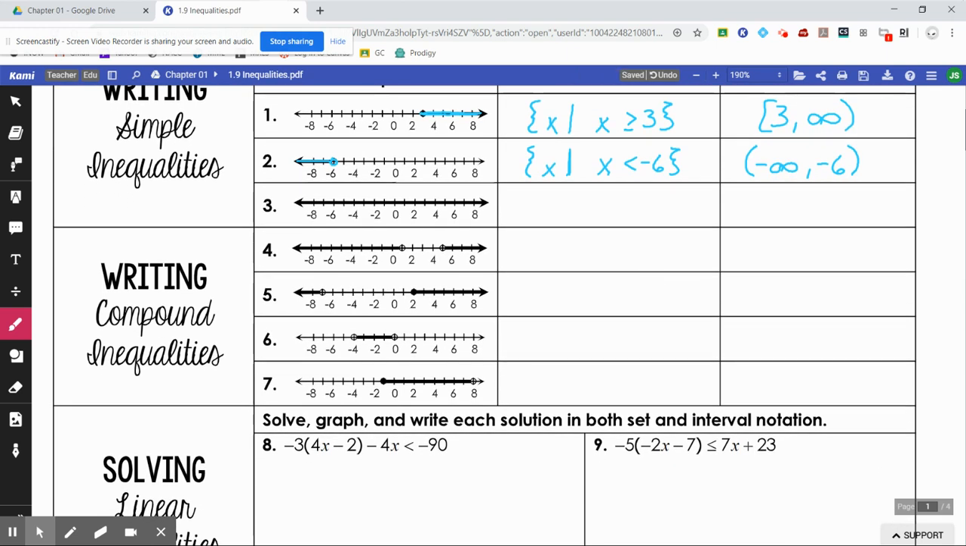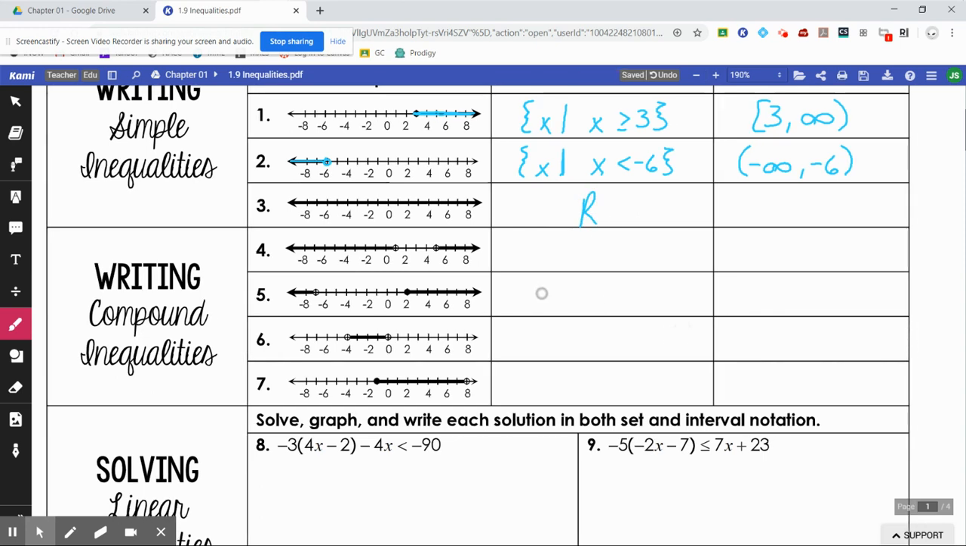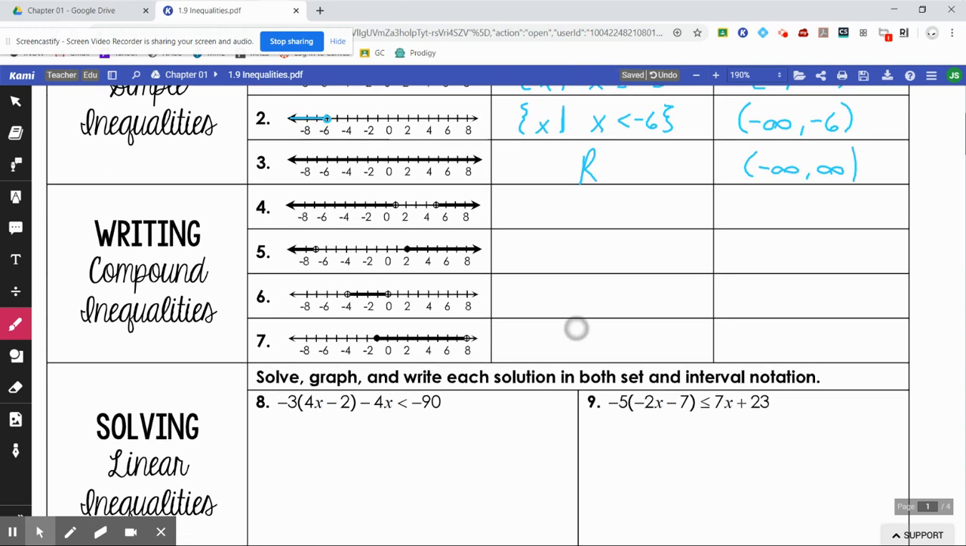Okay, the next one, notice that everything is listed. So that would be the set of all x's such that x is an element of the real numbers. That's one way of writing it, or we could just say x is all real numbers. X is everything, and that'd be every value from negative infinity up to positive infinity. Either one of those would be fine.